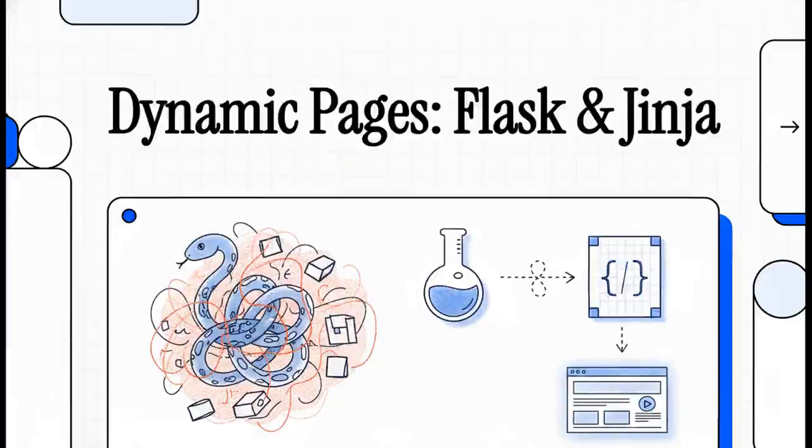All right, let's be honest. If you've ever tried to build a website with Python, you've probably ended up with this tangled mess of HTML strings, right? It's a super common trap. Well, today, we're going to untangle that mess for good. We're talking about Flask and its awesome templating engine, Jinja. So let's dive right in.